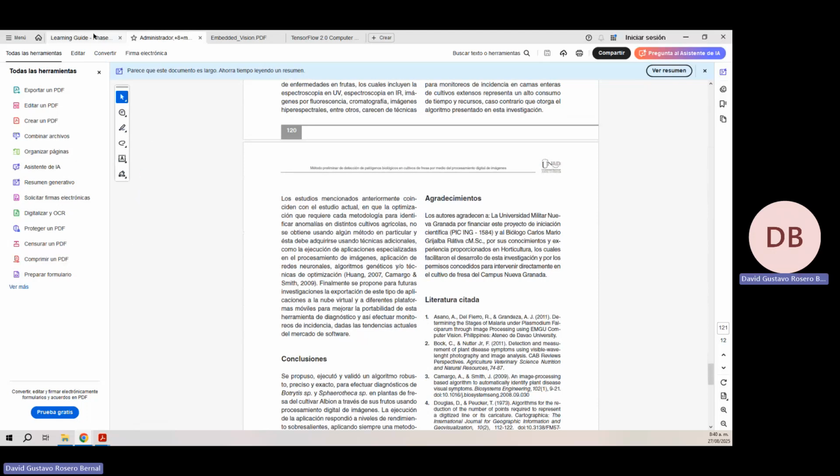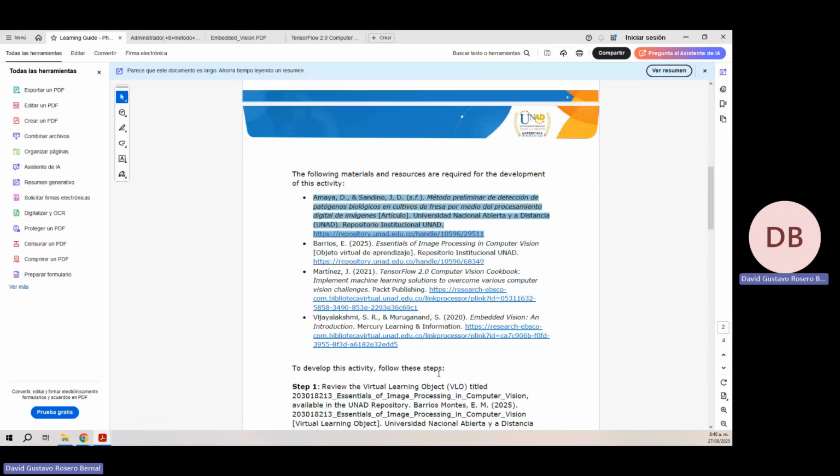The second reference. I'll talk about this one. This book, Embedded Vision, introduces us to the idea of vision systems embedded into hardware, such as drones, robots, cameras, and IoT devices. It shows how the combination of sensor, processor, and software brings computer vision into real environments.